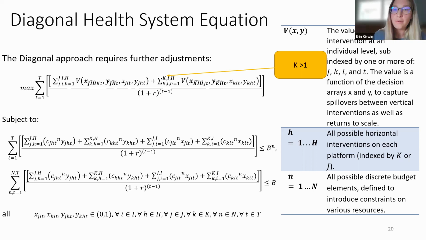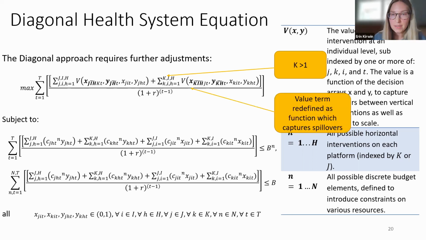Most importantly, I reformulated the value function, so that's what you see here. This is the value function in the brackets with a capital V. So I dropped the gamma and W terms to adopt a more general form that can capture both spillovers and returns to scale. As you can see, value is a function of the unique values of the choice variables Y for each platform and X for each platform and intervention, but also it's a function of the values chosen for all other interventions, which is really important for capturing spillovers.